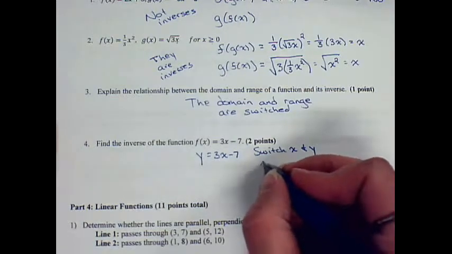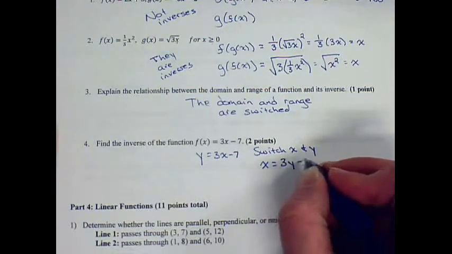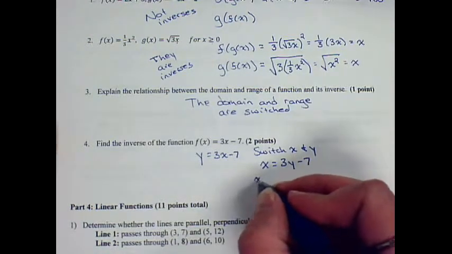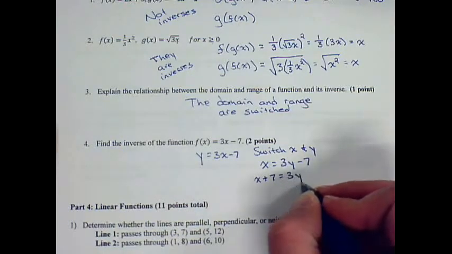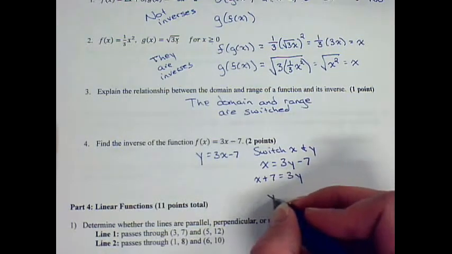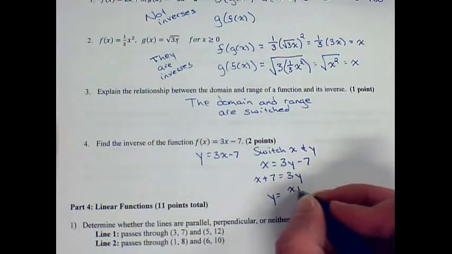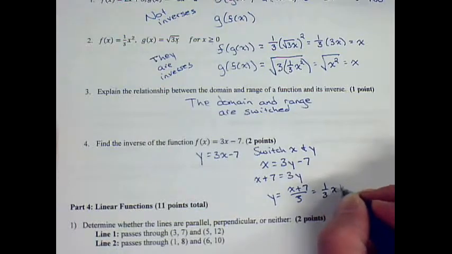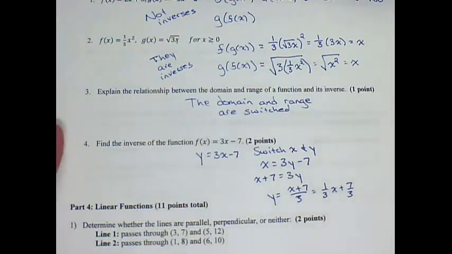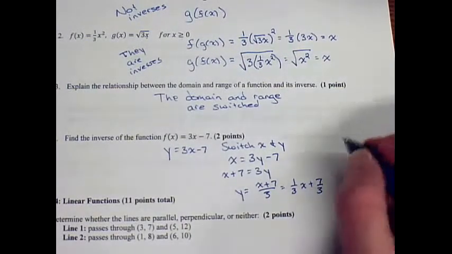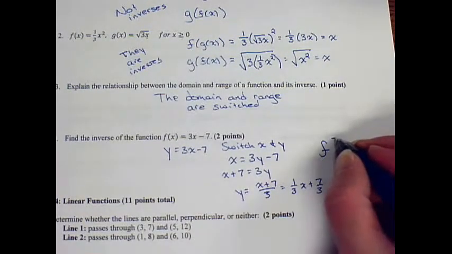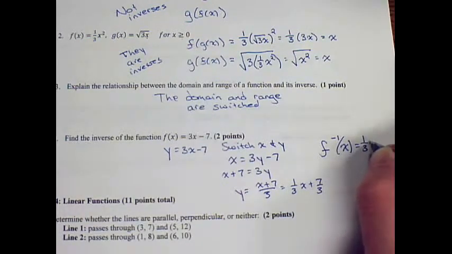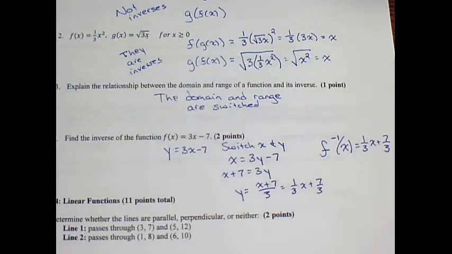If I switch the x and y, I get x equals 3y minus 7. And then remember, we need to solve for y. So let me add the 7 and get x plus 7 equals 3y. Divide by 3, y equals, and I could leave it as x plus 7 divided by 3, or make it prettier, 1/3 x plus 7/3. Now, do you remember there was notation for the inverse of f? The inverse of f is f to the negative 1, still using variable x. So now I tell people what the inverse of f is.